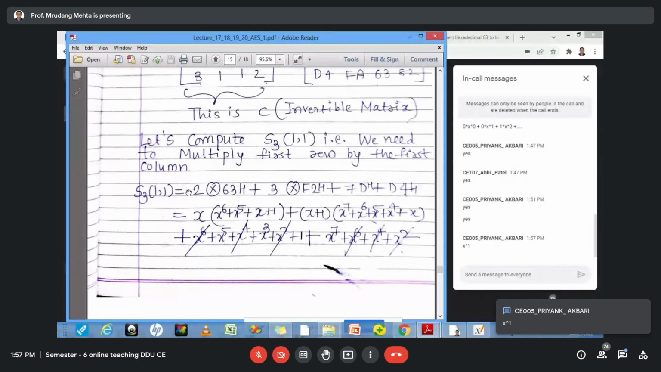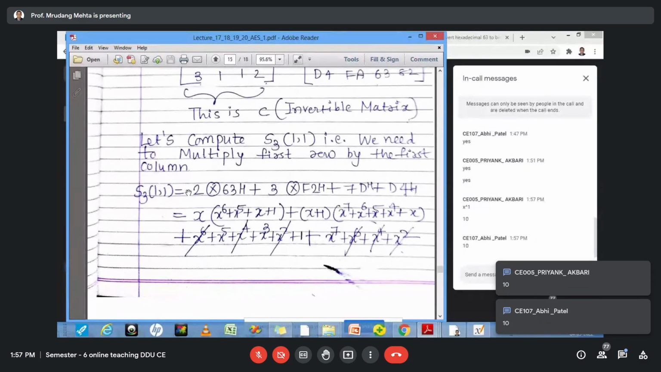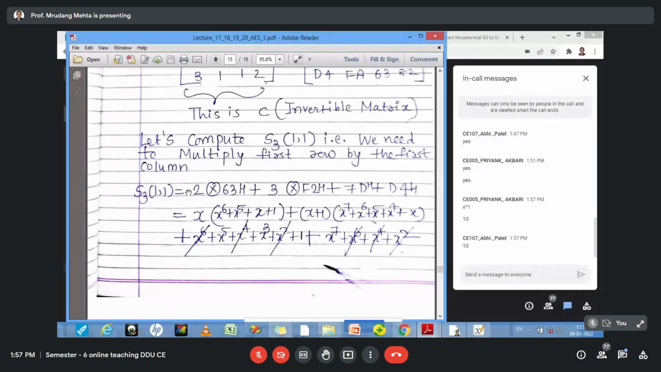So what is the binary equivalent of 2? Please write the binary equivalent of 2: 1, 0. So 1, 0 means x raised to 0 into 0 plus x raised to 1 into 1. So 1 into x raised to 1 is x. Correct?